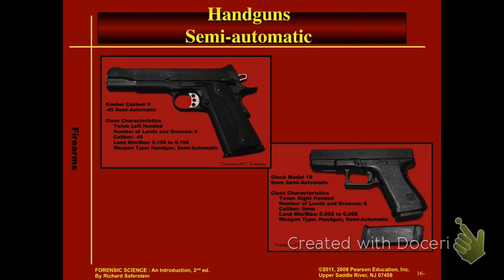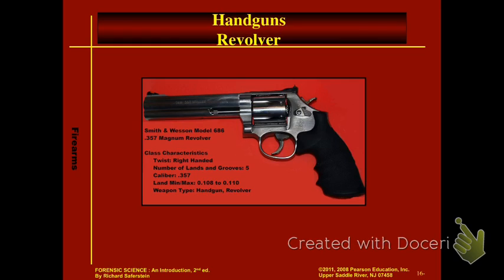Here's some pictures of handguns. These are handguns. Obviously, they can be held with one hand. Semi-automatics are here. This is a revolver. It's called that because the chamber here turns and revolves, exposing one bullet at a time.